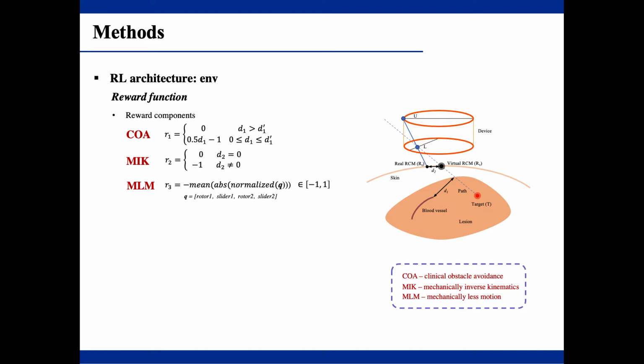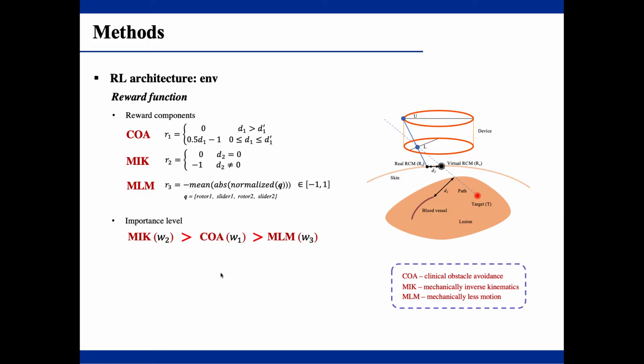For the second reward, R2, if D2 is 0, this indicates the robot inverse kinematic is solvable. Otherwise, it cannot, and R2 is set to -1. The last reward is the average of 4 robot joints. This means this meets the criterion MLM.